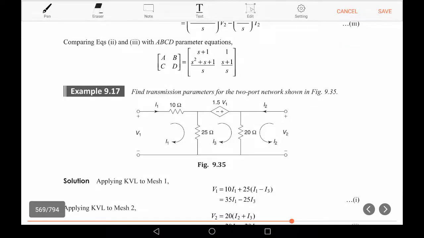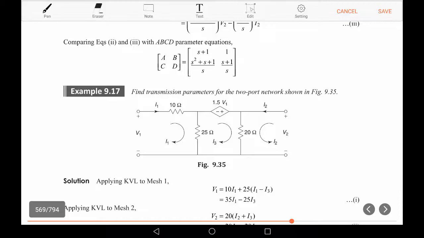Okay, next we will look to the example 9.17. Here there are three meshes. Additional to the three meshes problem we have discussed earlier, here we can see one dependent voltage source of 1.5 V1, that the voltage source is dependent. So there may be some changes in the problem.